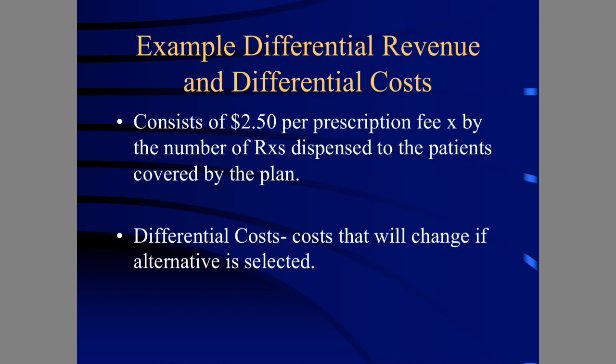Of that, how many patients do you currently serve that are still with you and would benefit from this program? Because there are some people, for example, in a preferred network who won't benefit, especially if they have PACE or they're low assistance. And so you've got to do a little bit of marketing analysis to be able to determine that. The differential cost is the costs that will change if the alternative is selected.